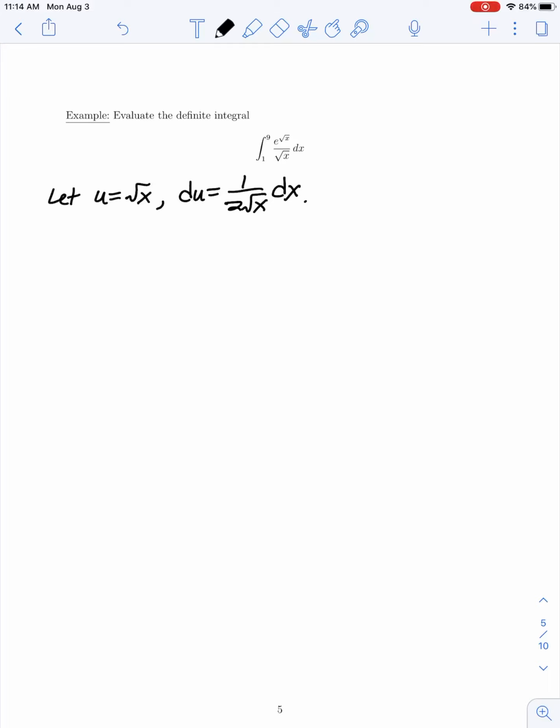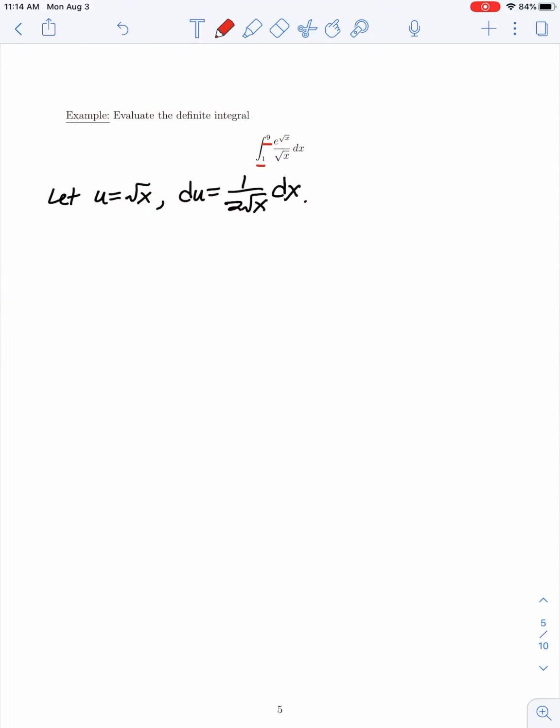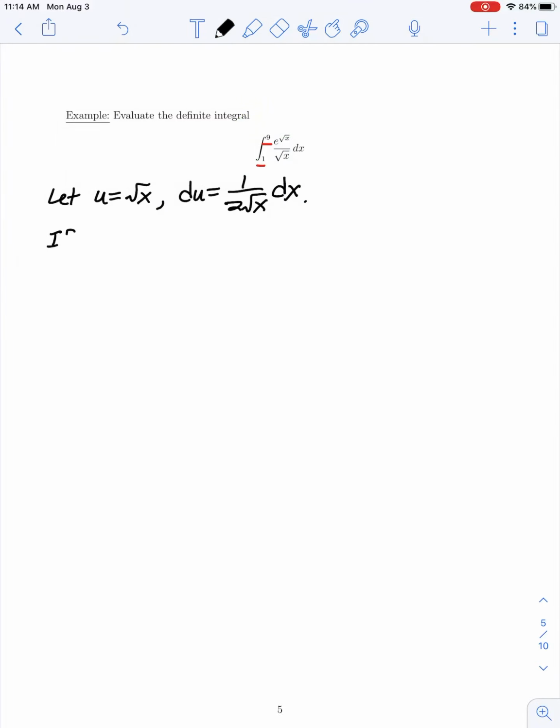Now again, the integral that we were given was in terms of x, so if we're changing to u, we need to change our x values into u values. So here the values of x, which were our limits of integration, were 1 and 9. Let's see what the corresponding u values are. So if x is equal to 1, then u is the square root of 1, which is 1. And if x is equal to 9, then u is the square root of 9, which is 3.